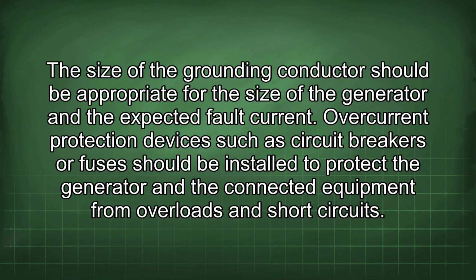The grounding conductor should be connected to a grounding electrode such as a ground rod or a metal water pipe. The size of the grounding conductor should be appropriate for the size of the generator and the expected fault current. Overcurrent protection devices such as circuit breakers or fuses should be installed to protect the generator and the connected equipment from overloads and short circuits.